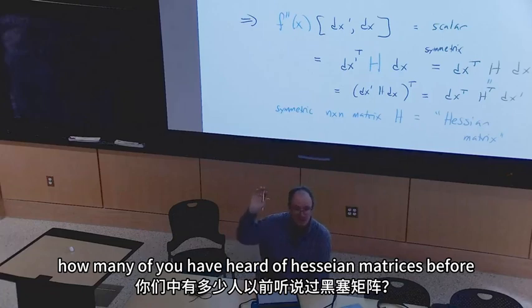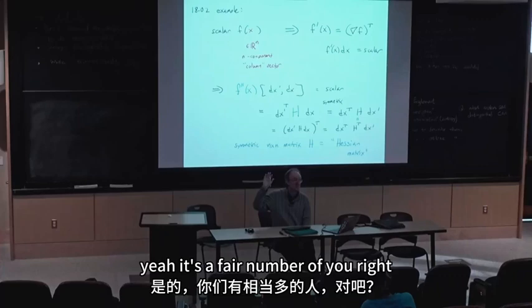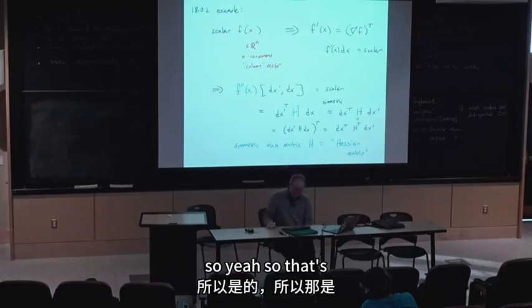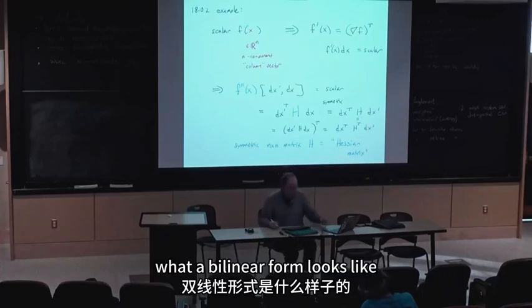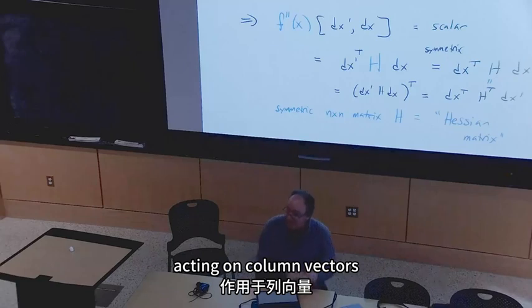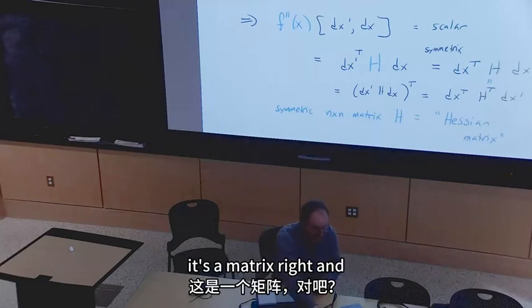How many of you have heard of Hessian matrices before? Yeah, it's a fair number of you, right? So that's what a bilinear form looks like acting on column vectors. It's a matrix, right?